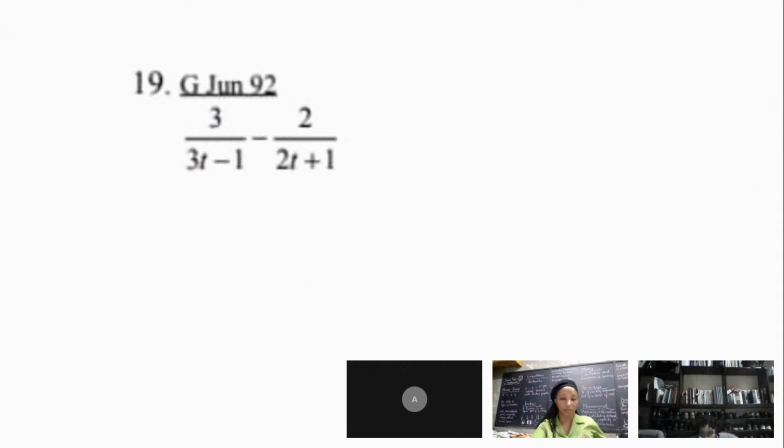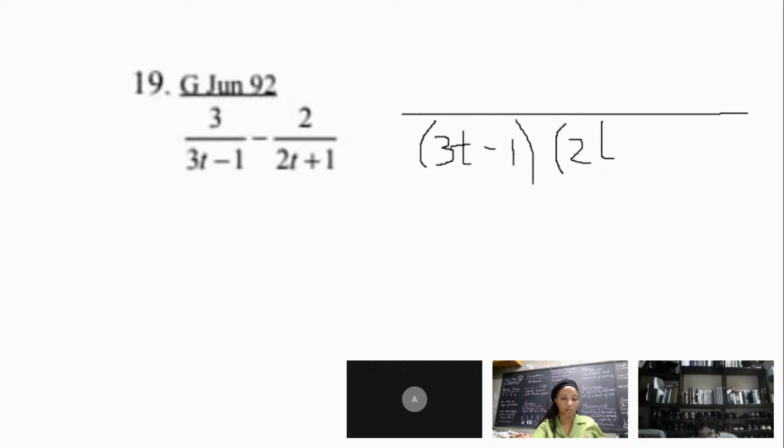Okay. So we have 3t minus 1, minus 2, over 2t plus 1. So it means it will be 3, bracket 3t minus 1, and the next one will be 3t plus 1. 2t plus 1. Yes, 2. 2t plus 1. Okay.